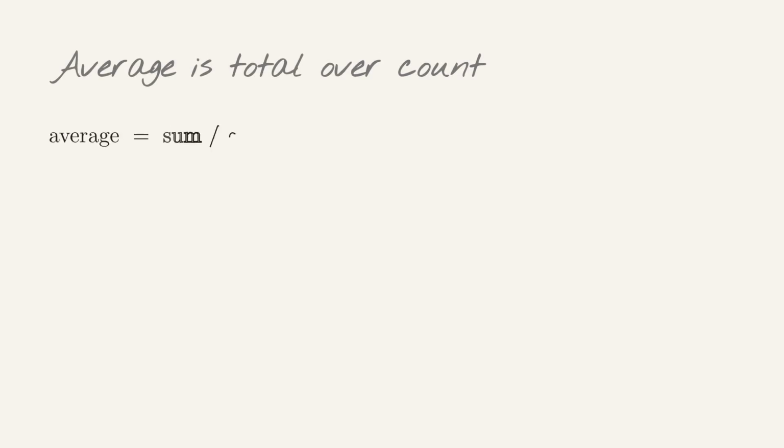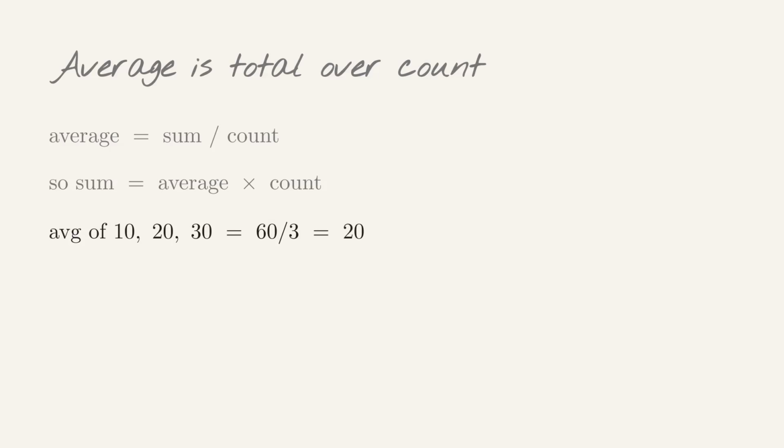The average is the sum divided by how many items there are. Rearranged, the sum is the average times the count, and that second form is the workhorse. 10, 20, 30 sum to 60, over 3, is 20. Whenever a problem gives you an average, immediately turn it into a total.